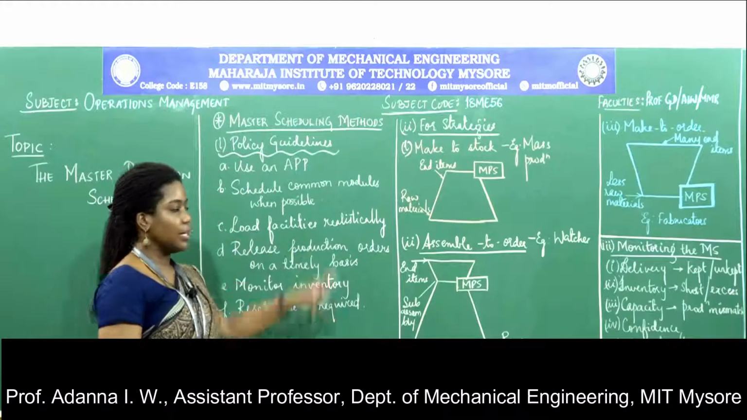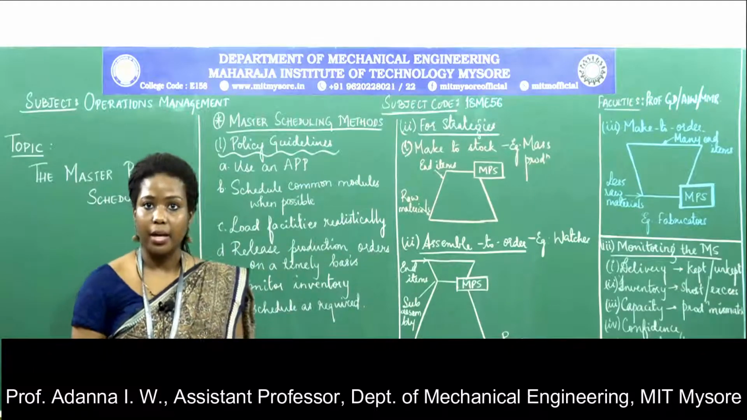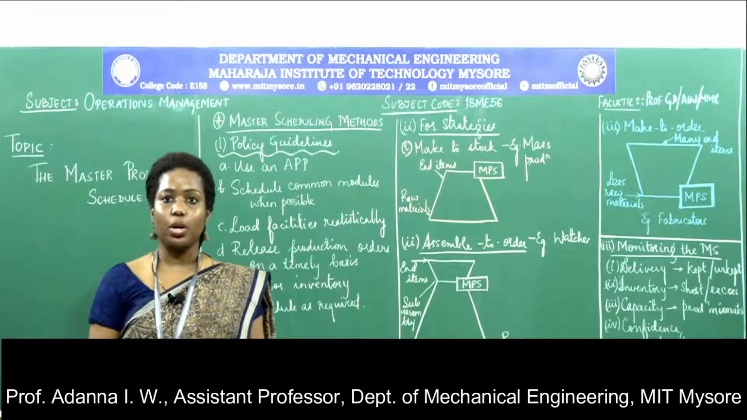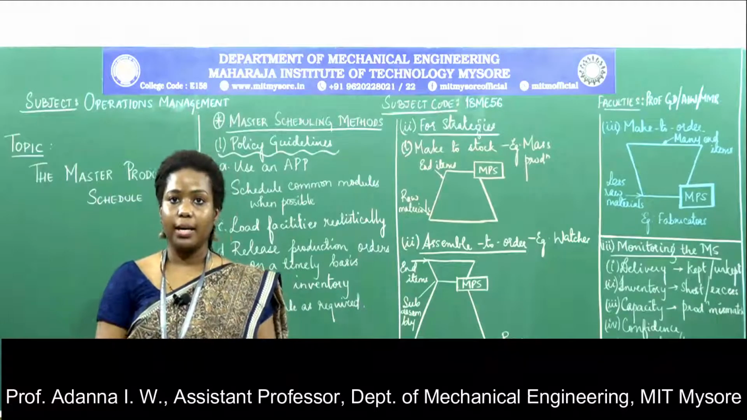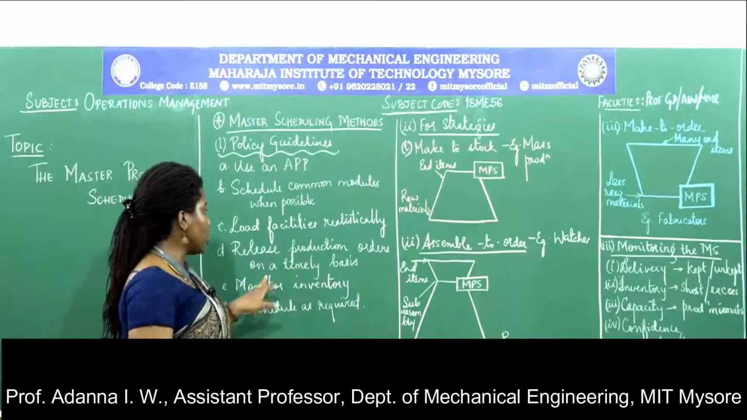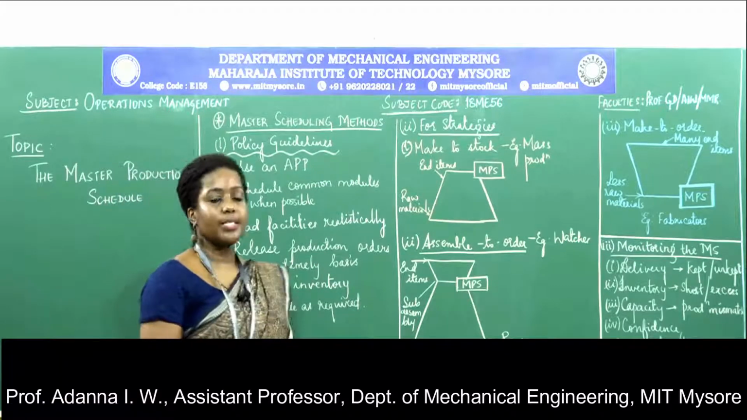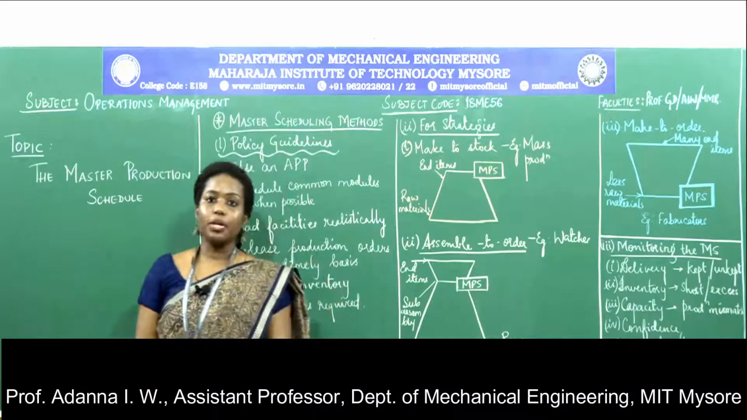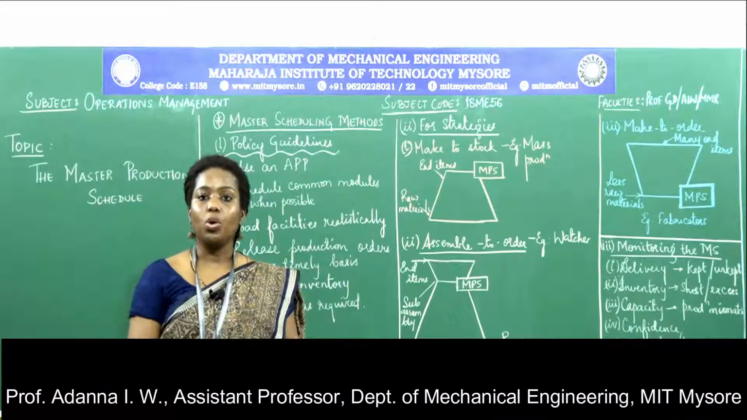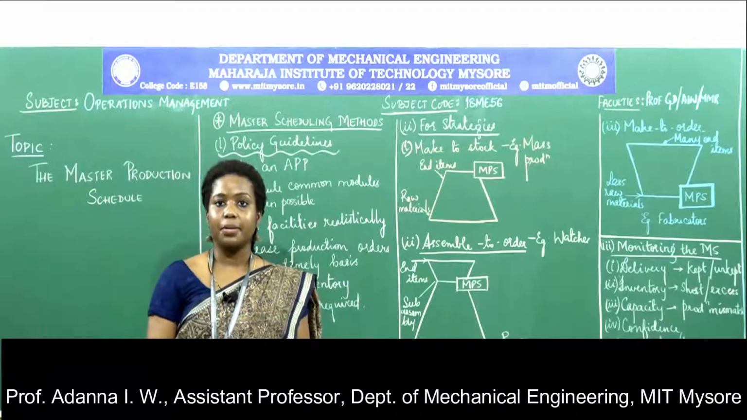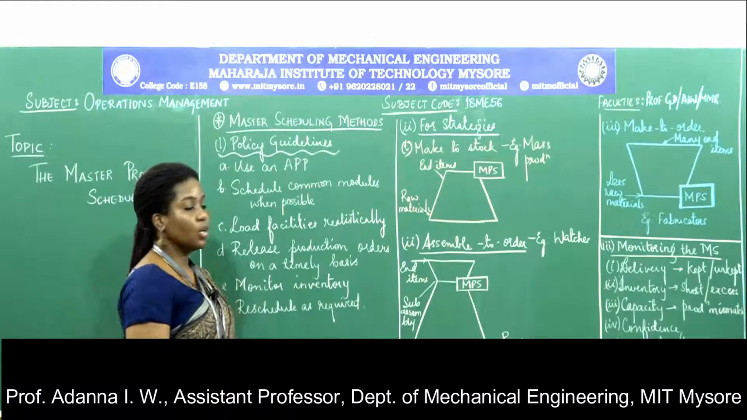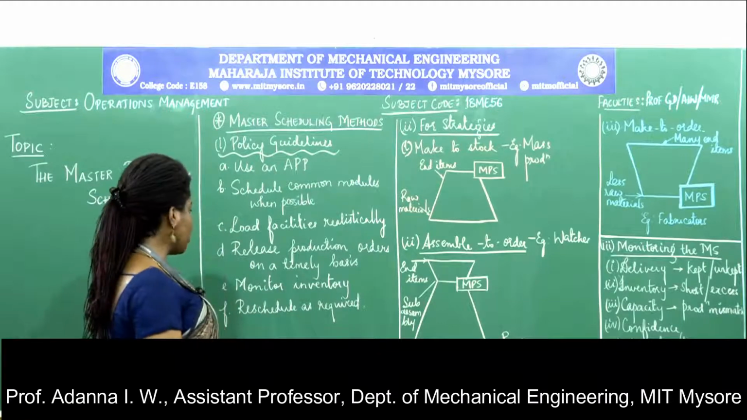Load the facilities realistically, keep the capacity in mind before we put any raw material or any semi-finished product onto the working area for production. Release production orders on a timely basis. So this has to be kept in mind. If we want the production to be completed by a certain time, then we need to make sure that whatever raw materials, whatever sub-assemblies, whatever is required is available on time at the location or site for production.